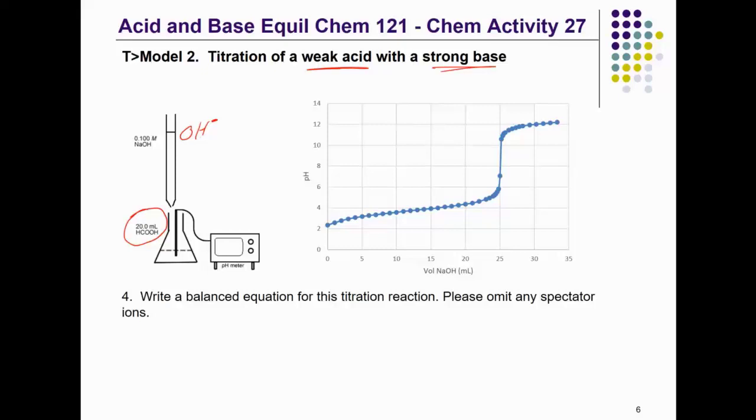Write a balanced equation for this titration reaction. Please omit any spectator ions. So of course we do have sodium ion as a spectator ion, so we'll omit that. In this case, is it okay to say this is the hydronium ion? And the answer is no, it's a weak acid. The main species present is that, and this is methanoic acid or formic acid, right?